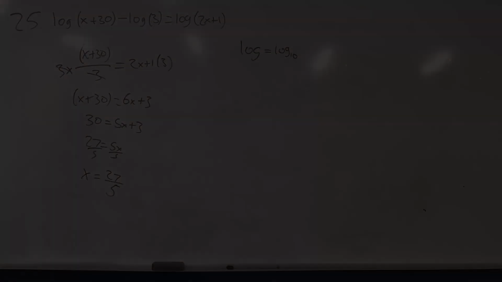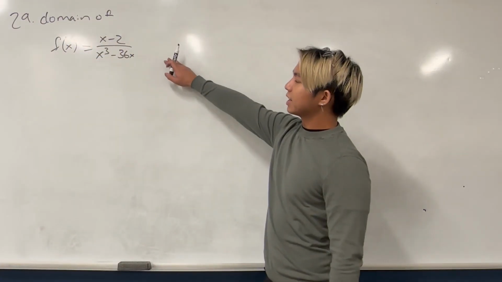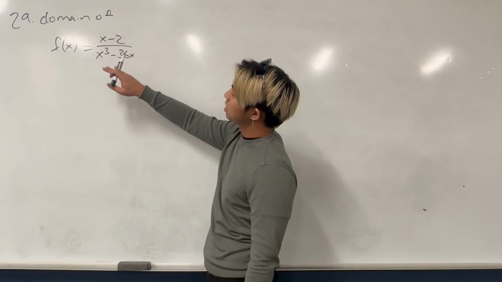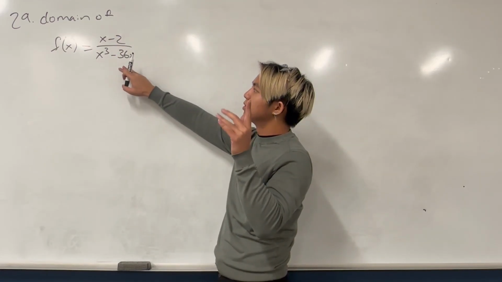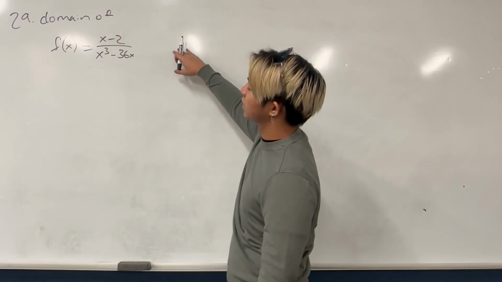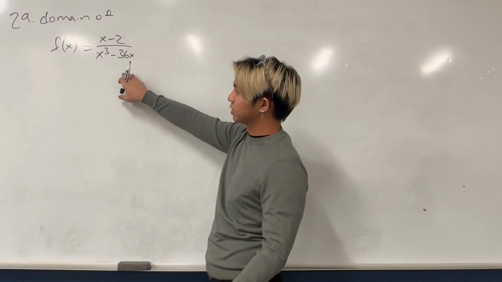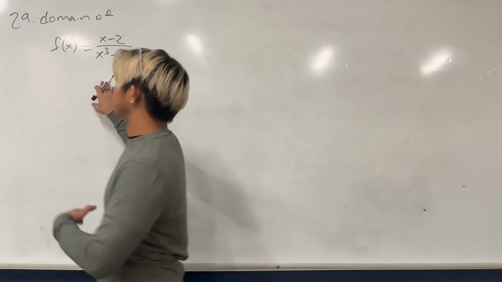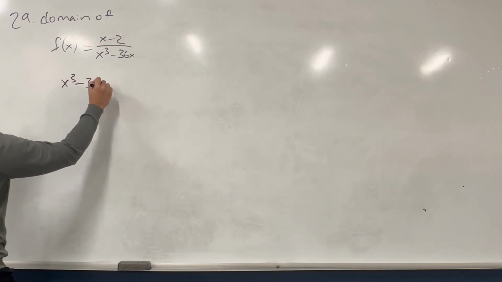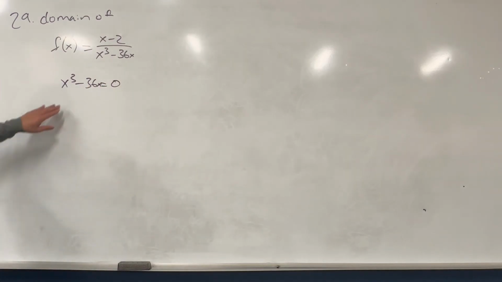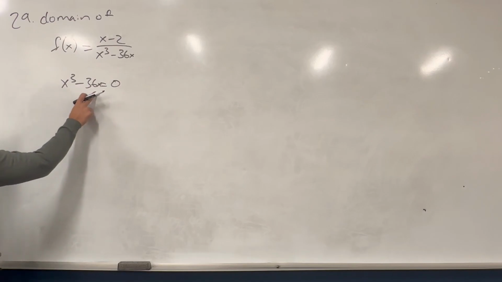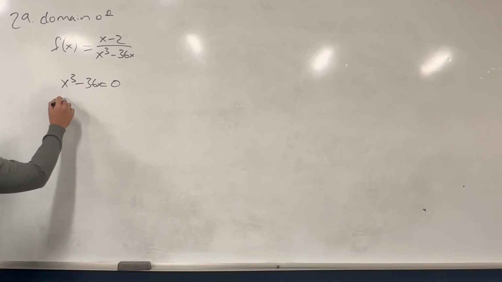Boom. Okay, so question 29 asks, what's the domain of f of x equals x minus 2 over x cubed minus 36x? Okay, cool. Again, it's a fraction, so our main concern is pretty much just the denominator. So I'm going to take the denominator and set it equal to 0. X cubed minus 36x equals 0. Cool. So what do we notice? There's an x cubed and an x here, so I'm going to factor this out.